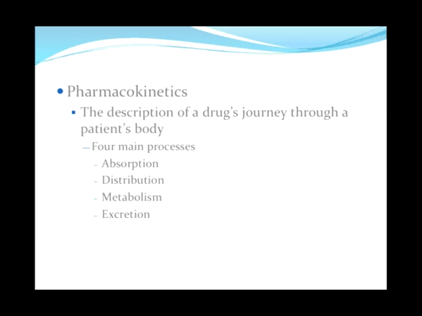Pharmacokinetics is the description of a drug's journey through a patient's body. This involves four main processes: 1, absorption, 2, distribution, 3, metabolism, and 4, excretion. Imagine this sequence logically. A patient takes a drug, absorbs it, then the drug distributes throughout the body, is metabolized by the body, and finally is excreted. We're going to discuss each of these processes in more detail, beginning with absorption.